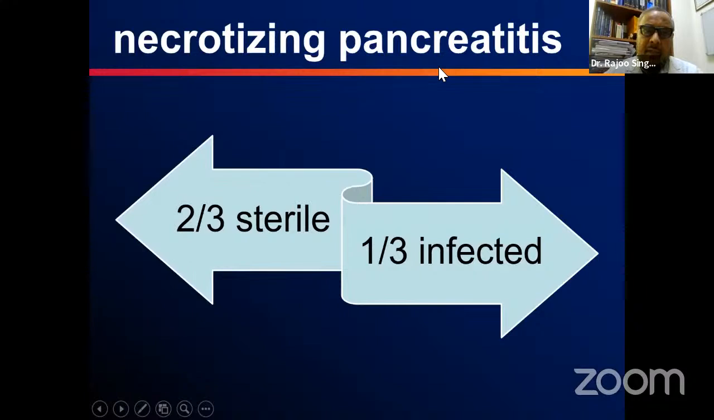Now, as I told you, there are two types of pancreatitis: interstitial pancreatitis and necrotizing pancreatitis. Necrotizing pancreatitis may be infected or it may be sterile.